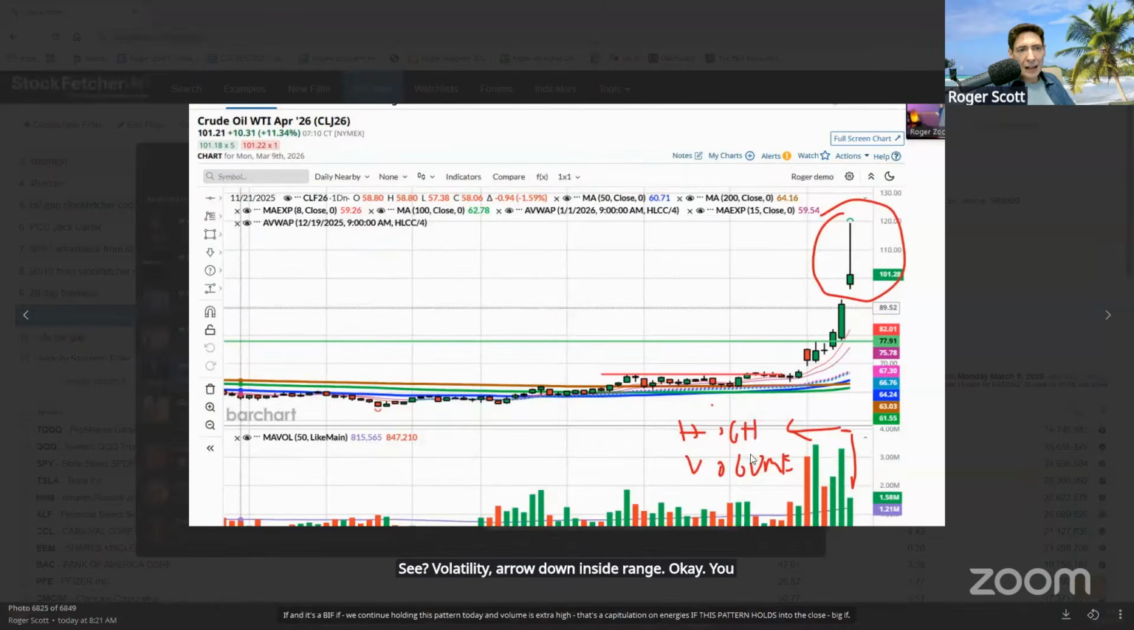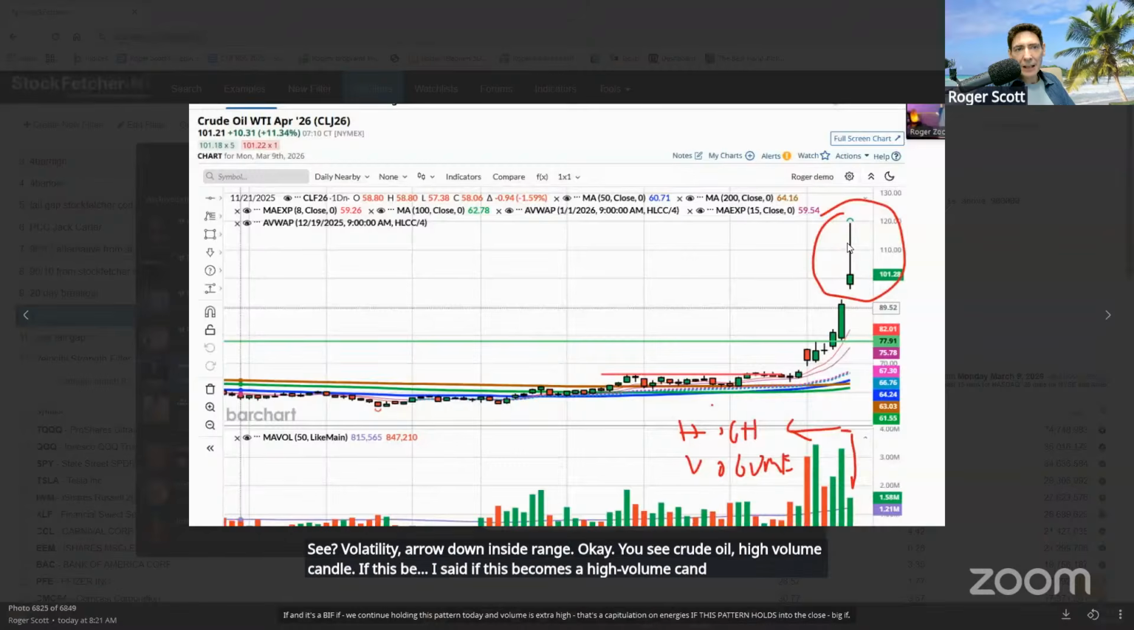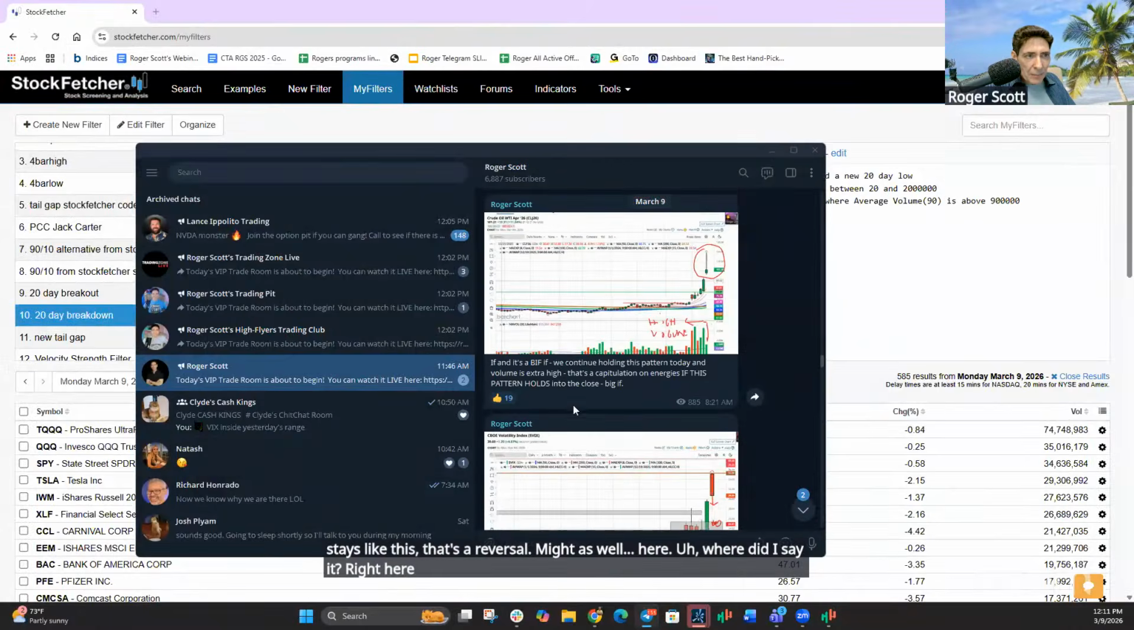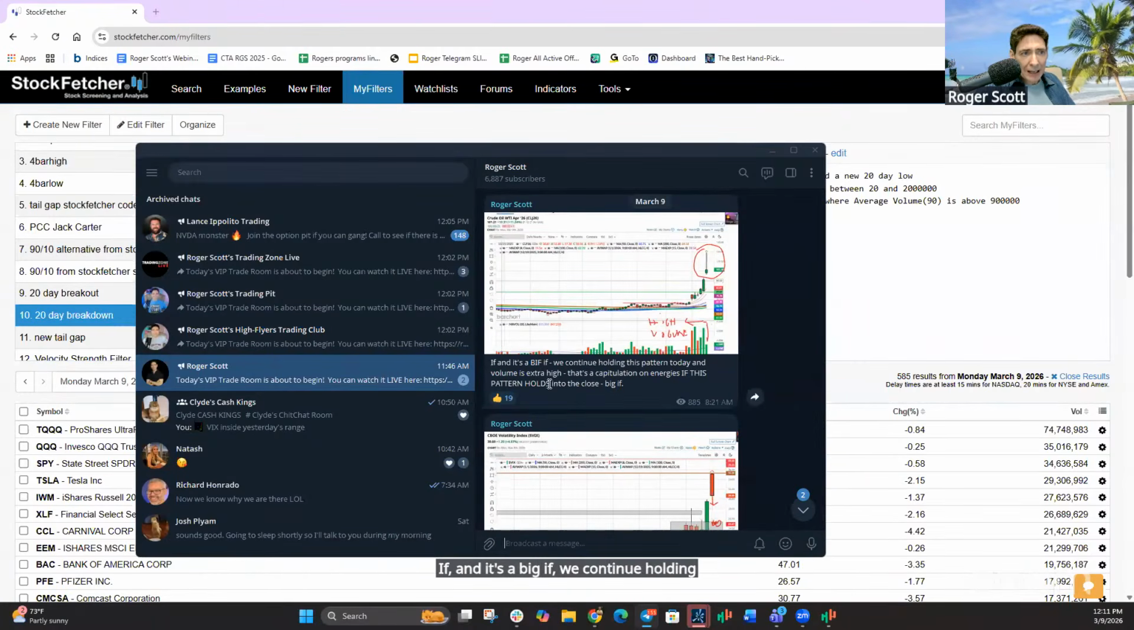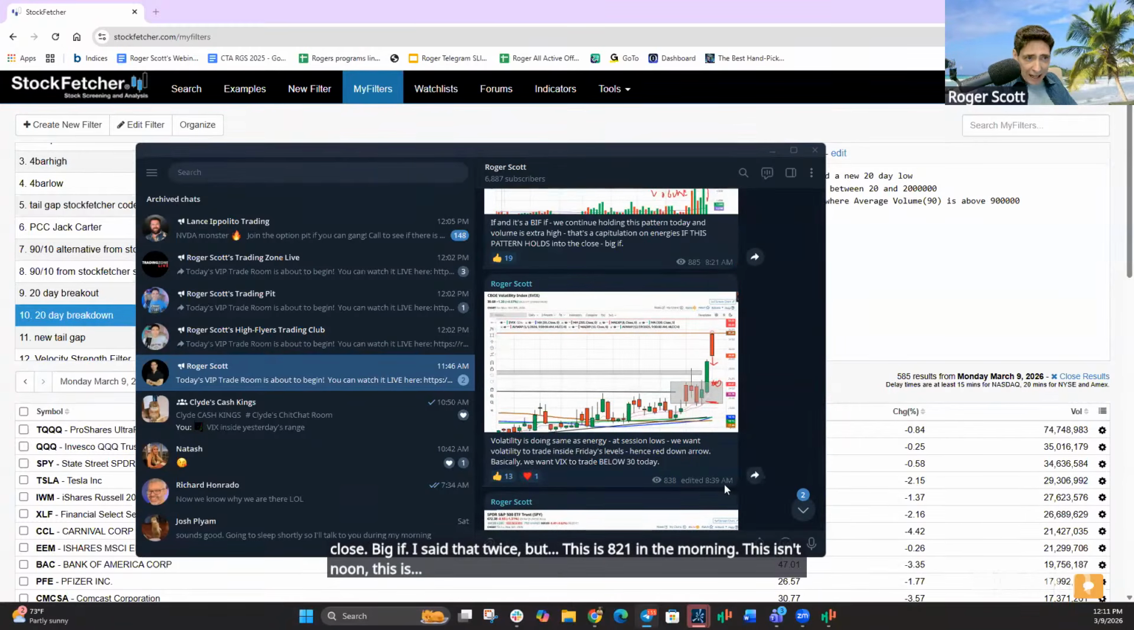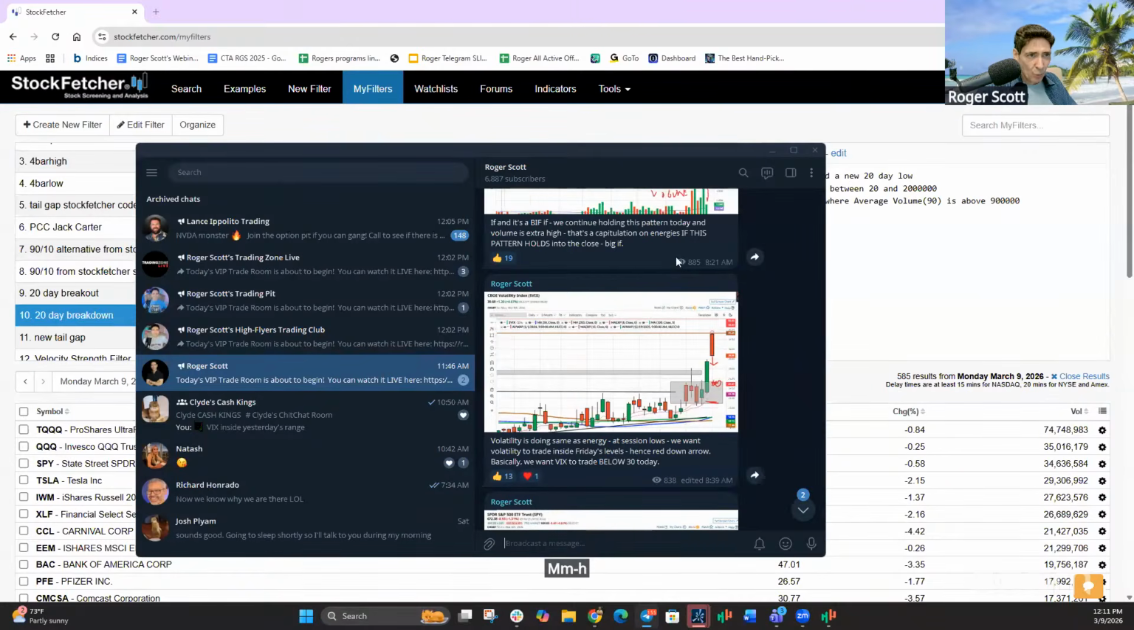You see crude oil, high volume candle. I said if this becomes a high volume candle, and if price stays like this, that's a reversal. Where did I say it? Right here. If, and it's a big if, we continue holding this pattern today and volume is extra high, that's a capitulation on energies if this pattern holds into the close. Big if. I said that twice. But this is 8:39 in the morning. This isn't noon. Everything I told you about is right here.